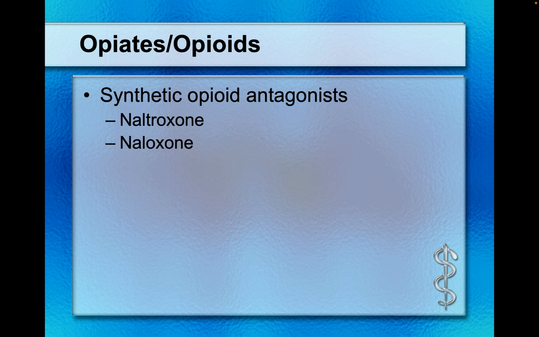Synthetic opioid antagonists: naltrexone and naloxone. Narcan is another name for naloxone. I just saw that they are selling Narcan over the counter now, so you can buy your own dosage. I guess naloxone is the one that is short acting, so you have to use it several times. Naltrexone is longer lasting.